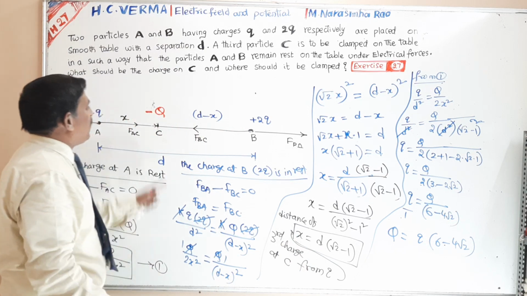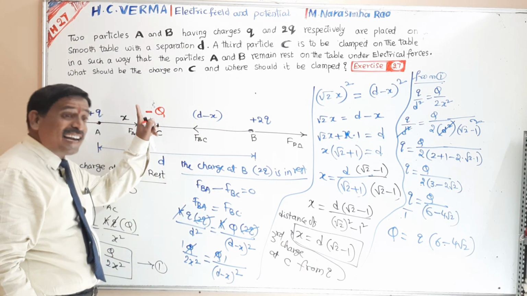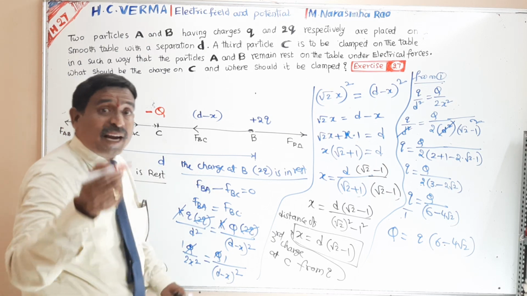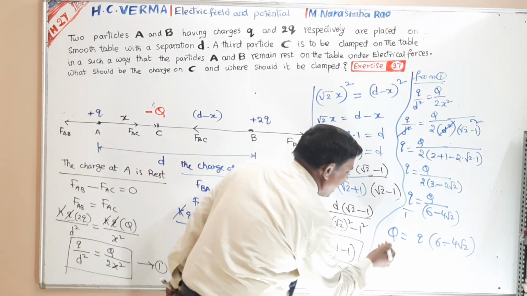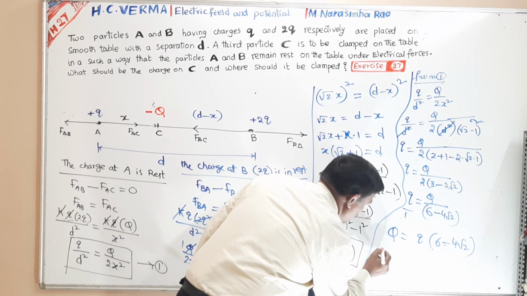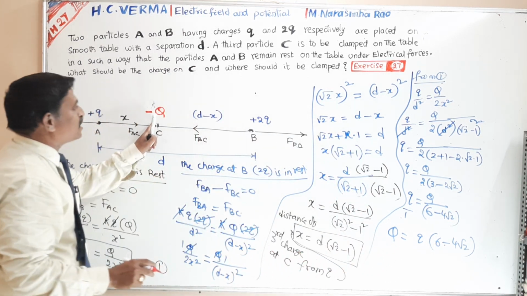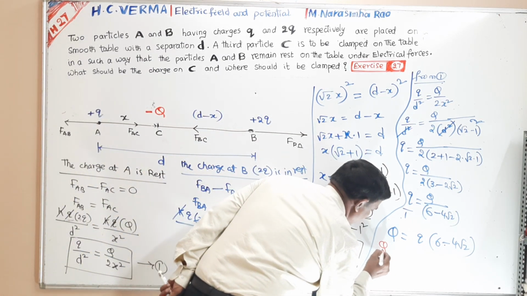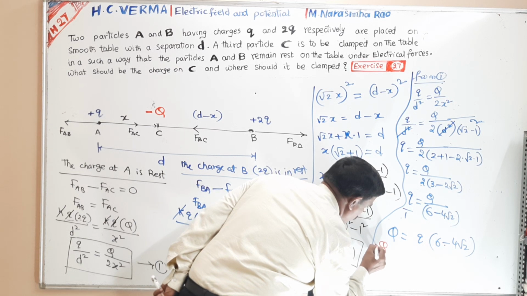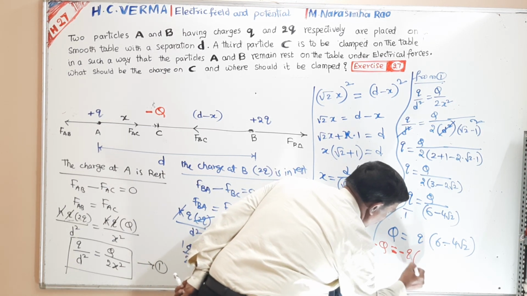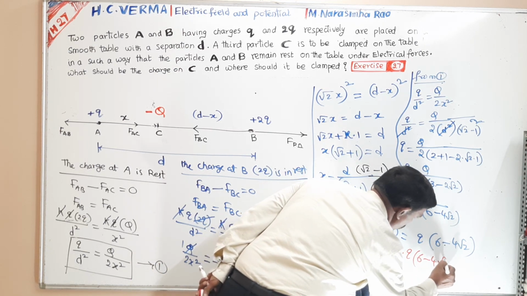Now we are keeping a negative charge here. At the point C, we are keeping a negative charge. So Q is equal to minus Q into 6 minus 4 root 2.